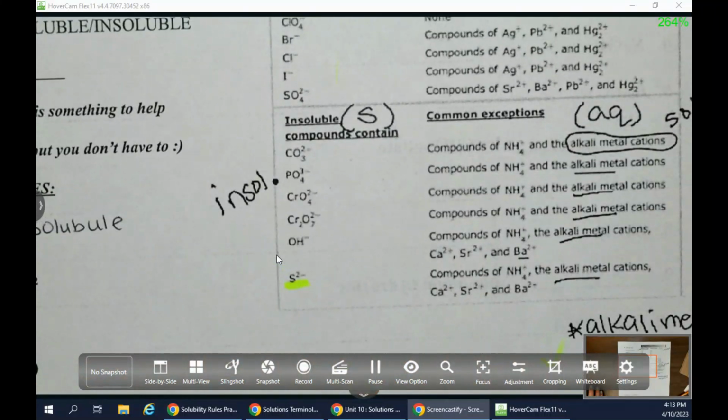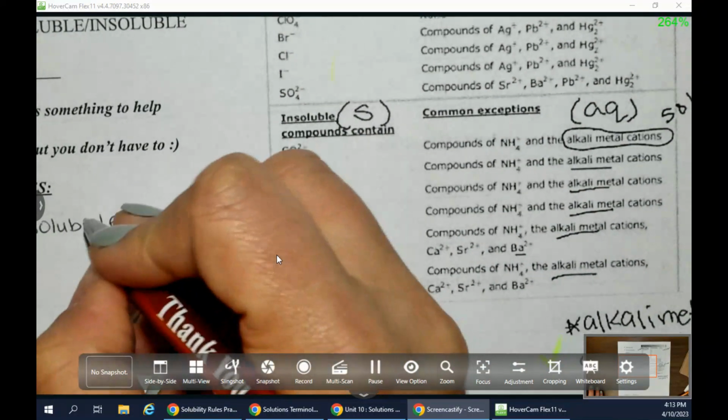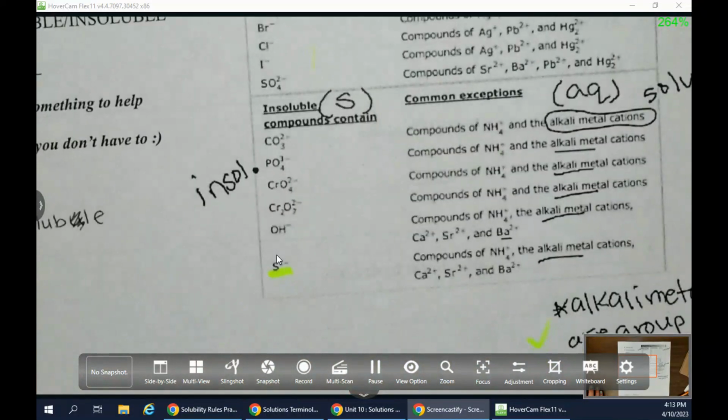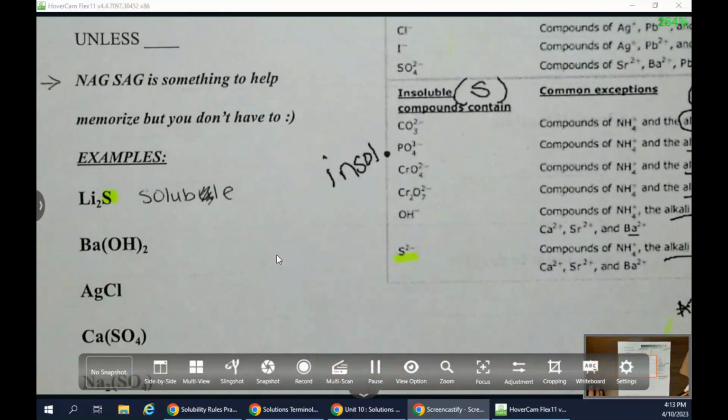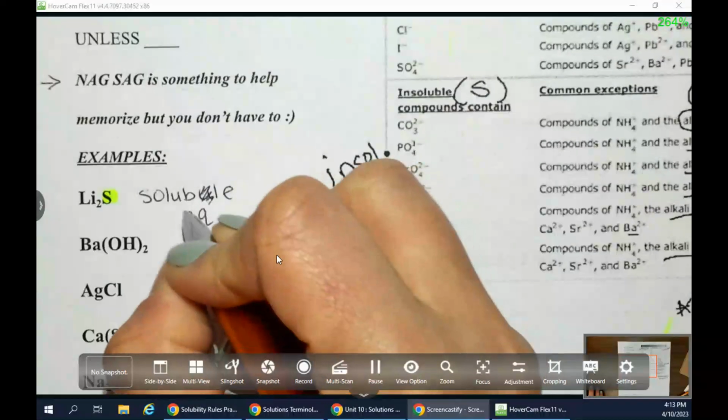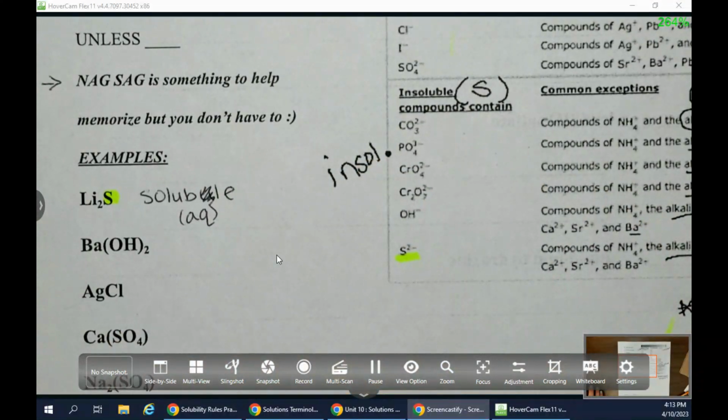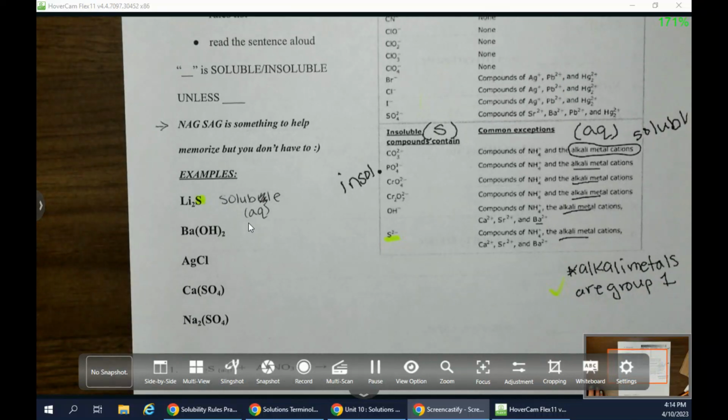Oh wow, did I just spell that wrong? Yep. Soluble. All right. So I'm going to go ahead and put the little state of matter just so I can be ready to put that into my equation. Okay? All right, let's try another one.